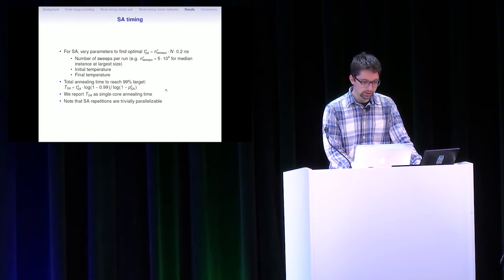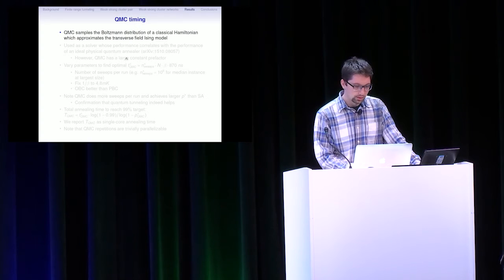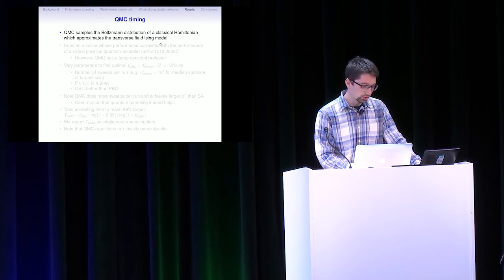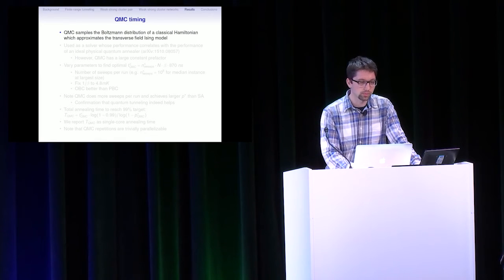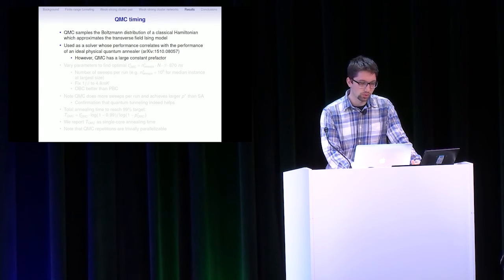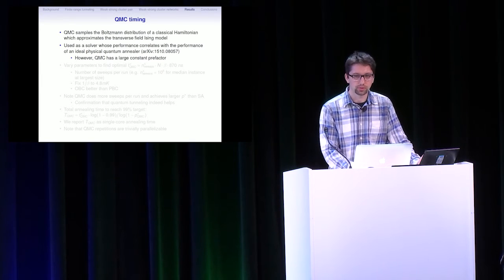So we report the single core annealing time of simulated annealing, and we know that simulated annealing repetitions can be trivially parallelized. For QMC, so QMC is a simulation method that samples or tries to sample from the Boltzmann distribution of a classical Hamiltonian, which approximates the transverse field Ising model. So we use it as a solver whose performance is expected to correlate with the performance of an ideal physical quantum annealer. But QMC has a large constant prefactor when we run it on classical machinery, so it's still not a replacement for a physical quantum annealer.